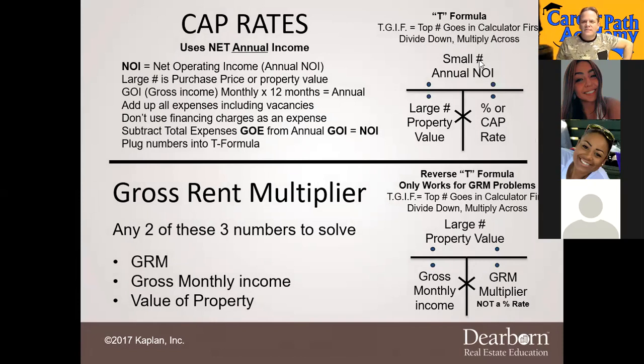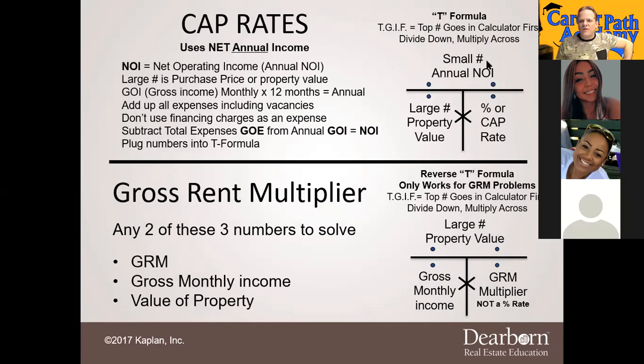Okay, you see here, in this one, I put the large number up top, gross monthly income, large number up top, small number on the bottom, and the multiplier on the other side, which is not a rate, okay? The cap rate is the regular T formula where the small number's up top. When calculating cap rates, the annual net operating income goes up top. But why do I also have written here small number? Well, because this T formula can be used to figure out a couple things.